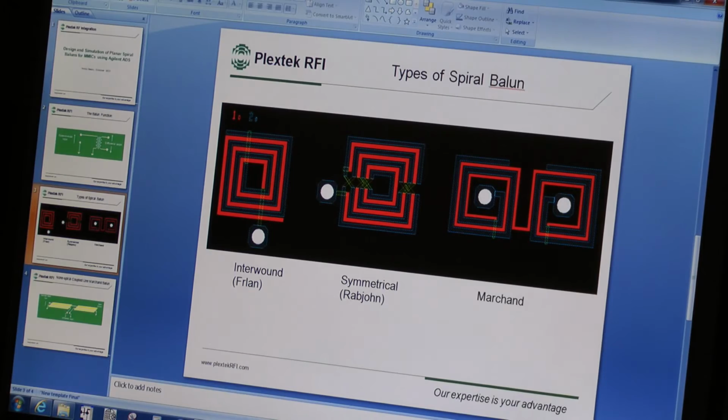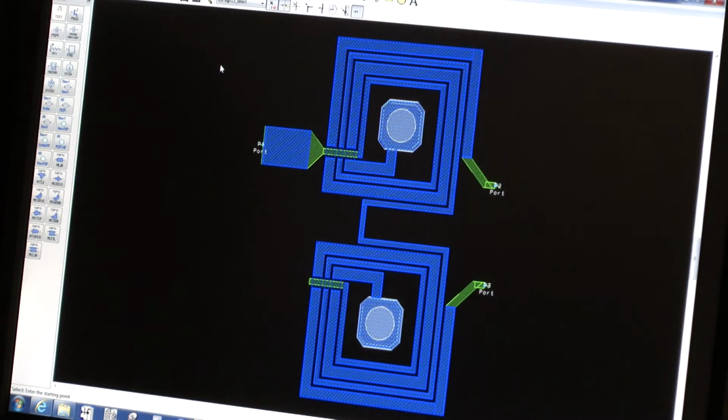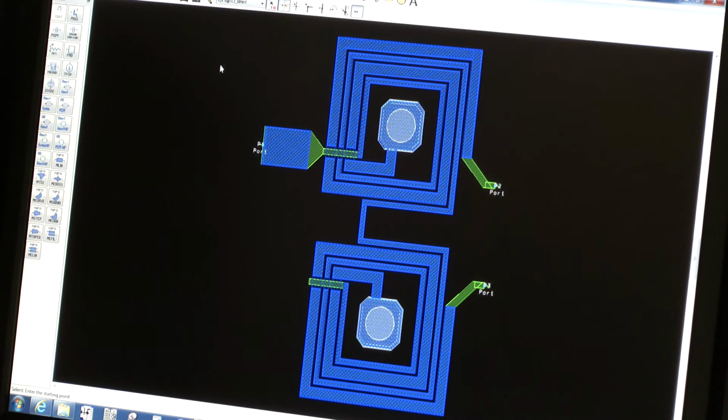Okay, so let's move on to ADS. We start off by looking at the layout of the LO Marchand balun. This is our simple three-port balun, single-ended LO input and the differential LO output here, which is going to drive our mixer. This is a real layout using the proper layers of the process, so both the spirals are in the same thick metal layer here.